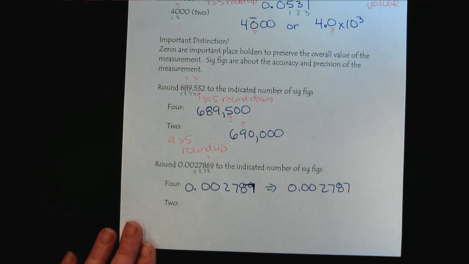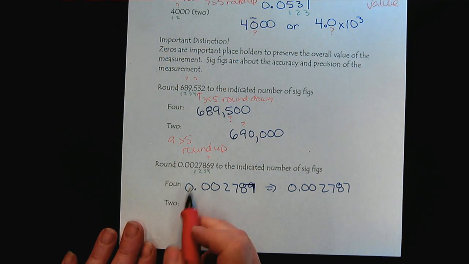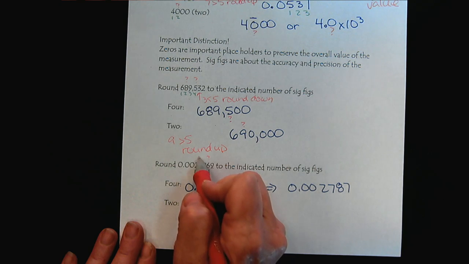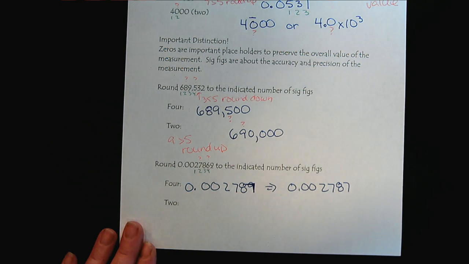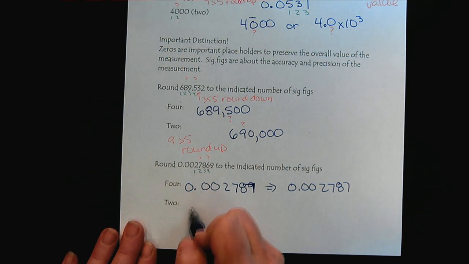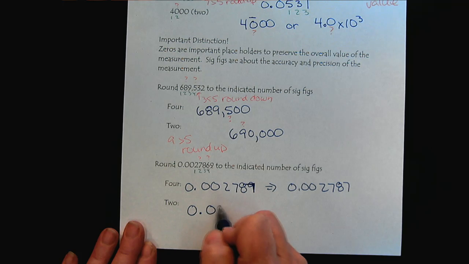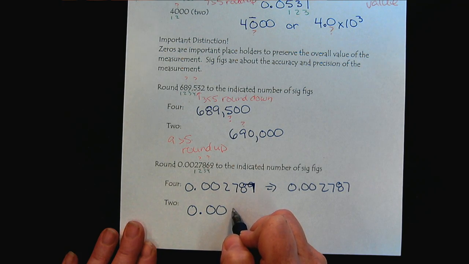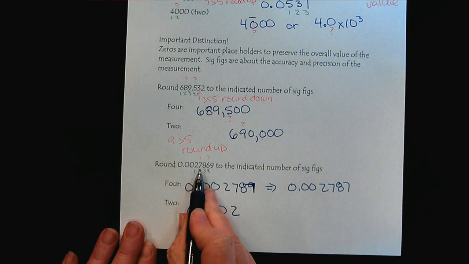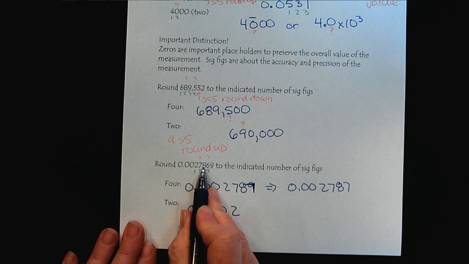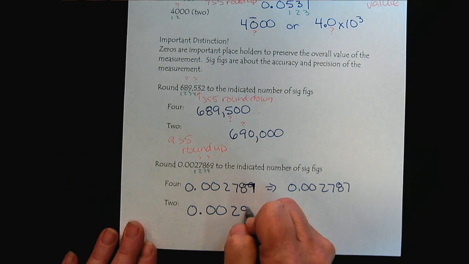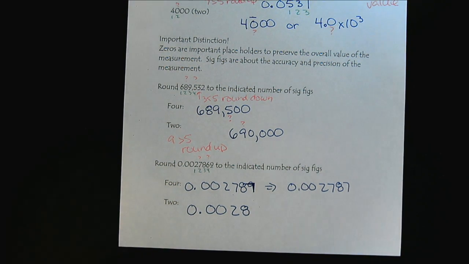Okay? Or if we only want to report 2 sig figs, we're going to stop here at the 7. So leading zeros never count. So that would be 0.002. The 7 is next, there's an 8, so we round up to 0.0028.